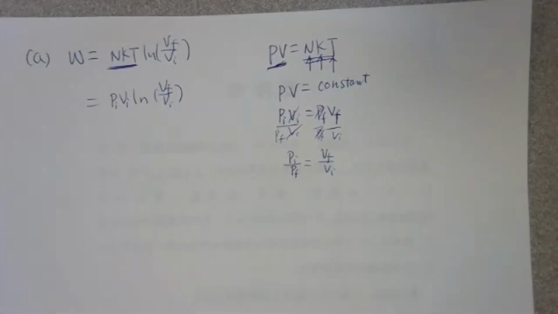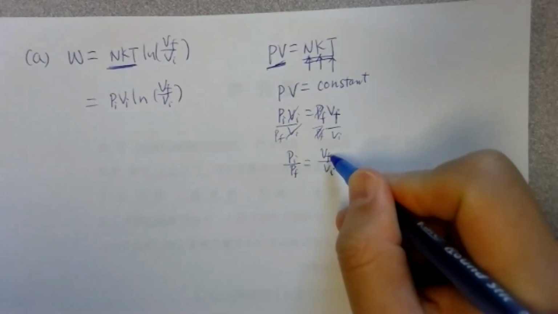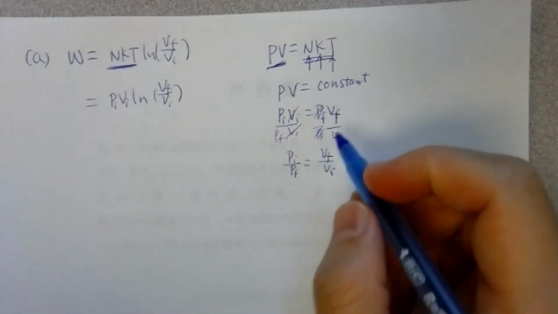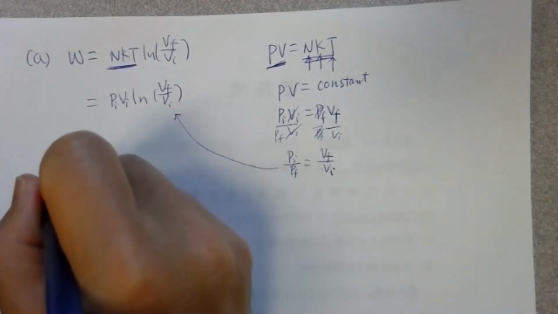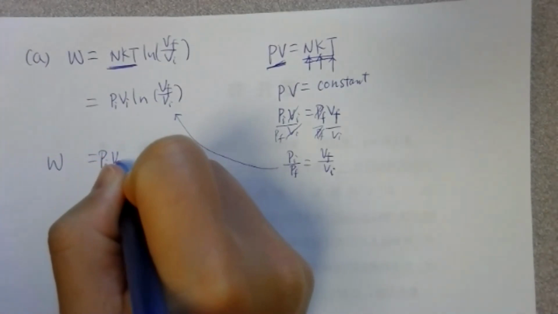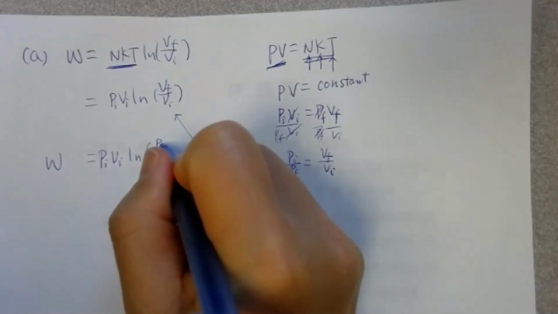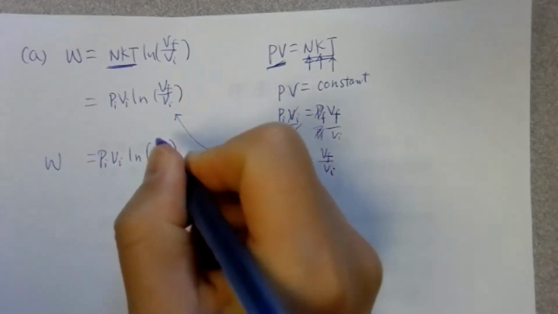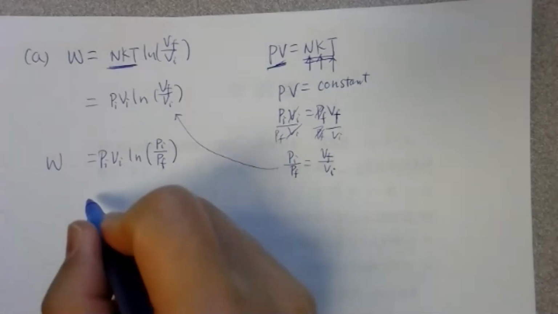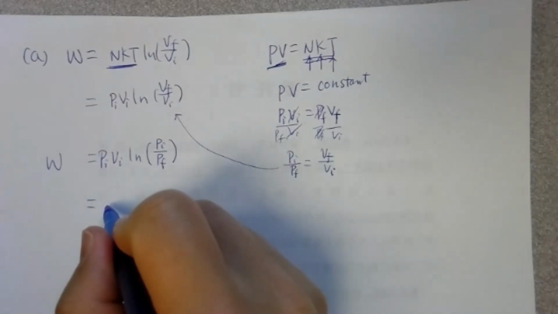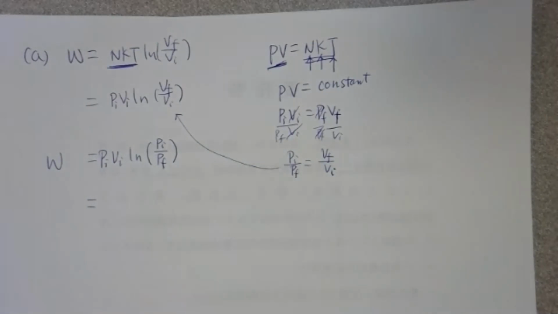Okay. So on this one, you do have to be creative about solving the problem. Then W is equal to P initial times V initial times the natural logarithm of P initial over P final, okay? Because it gives you P initial, V initial, and P final. So now you can plug the numbers you have into the equation.